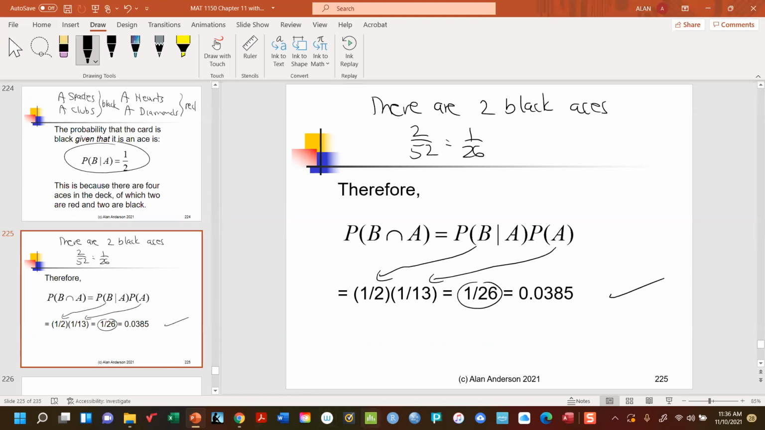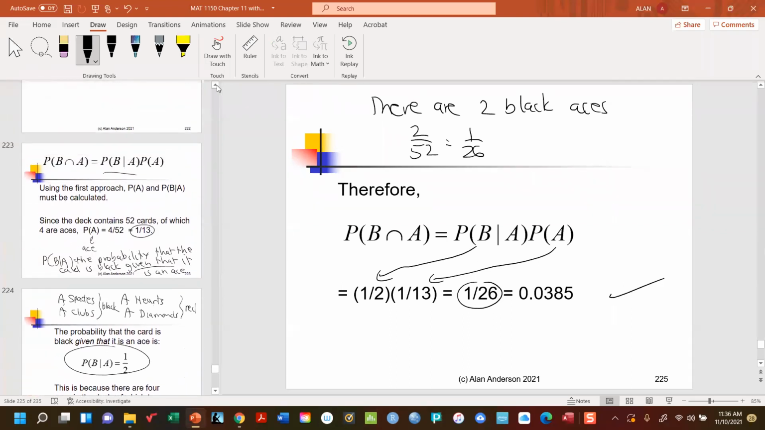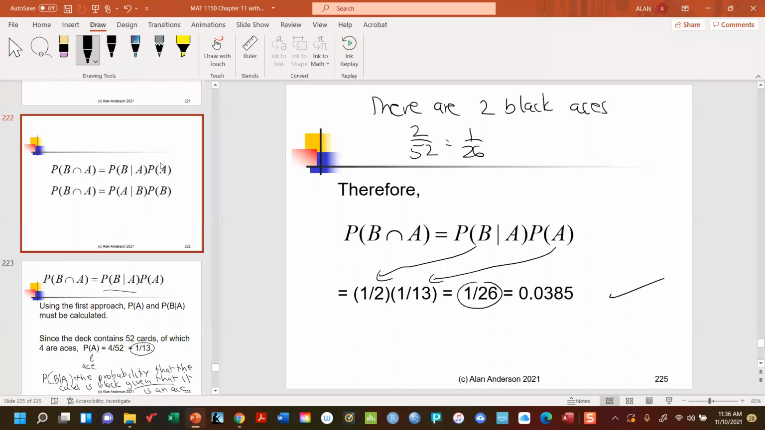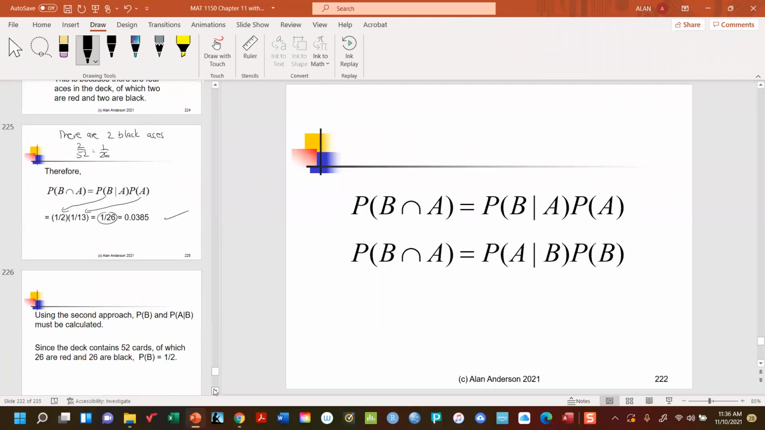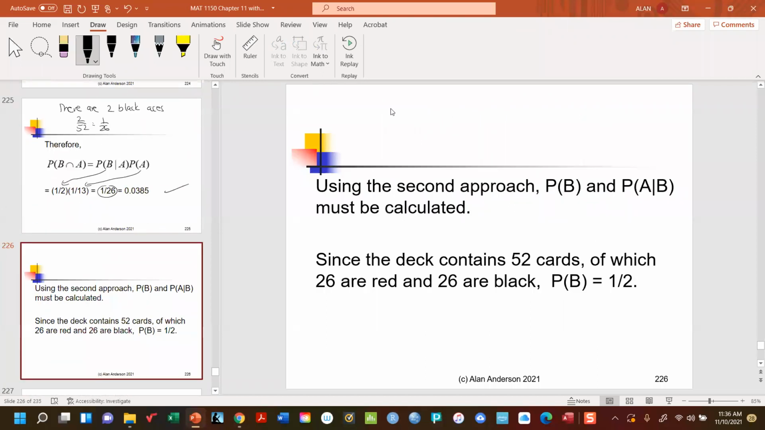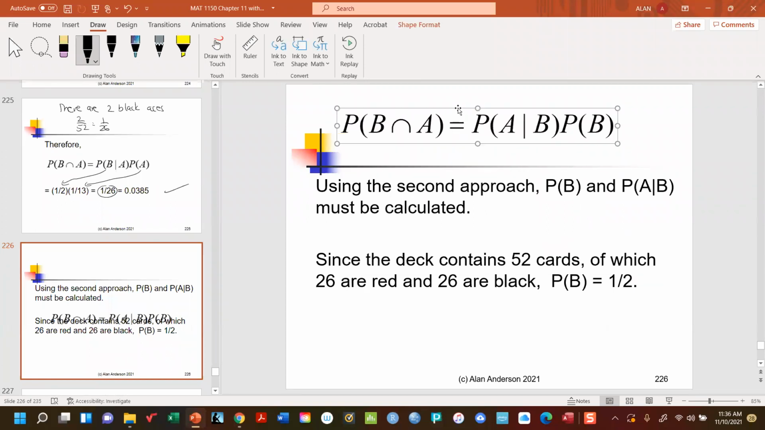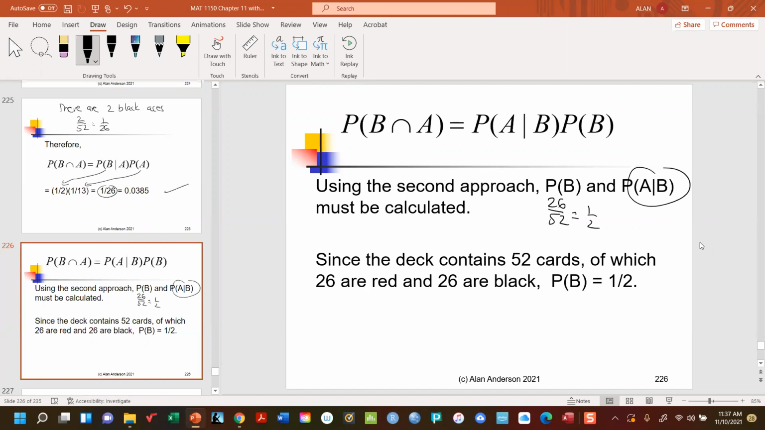Now, what if I do the opposite approach, the second version? Will I get the same results? Of course. But now I need different information. B has a probability of 1/2 because remember, B is the probability that the card is black. That's 26 out of 52, or a half.